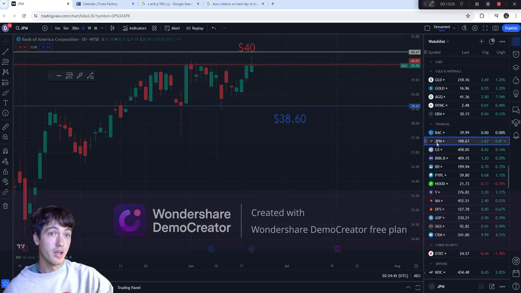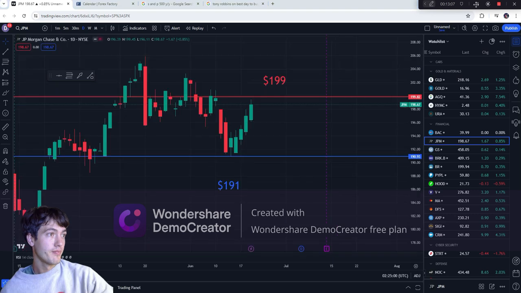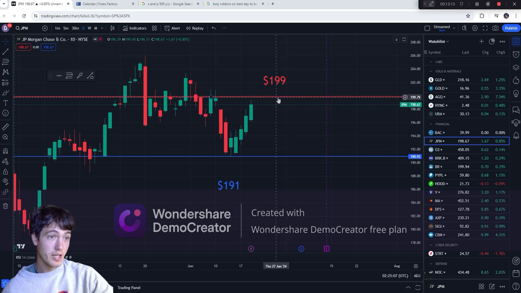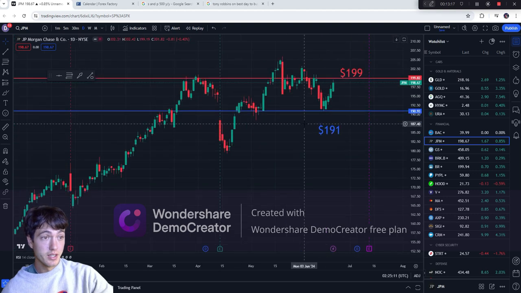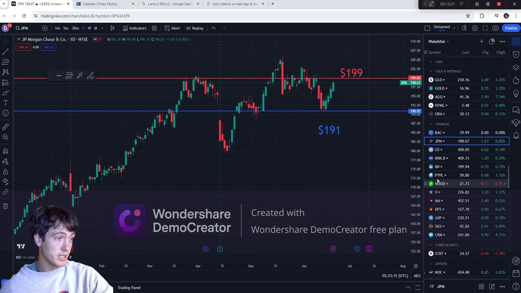Same with JP Morgan at that resistance of $199. So just watch that on JP Morgan. If this 199 breaks, then we definitely could see some more upside on JP Morgan as well. They are at their resistance right now.